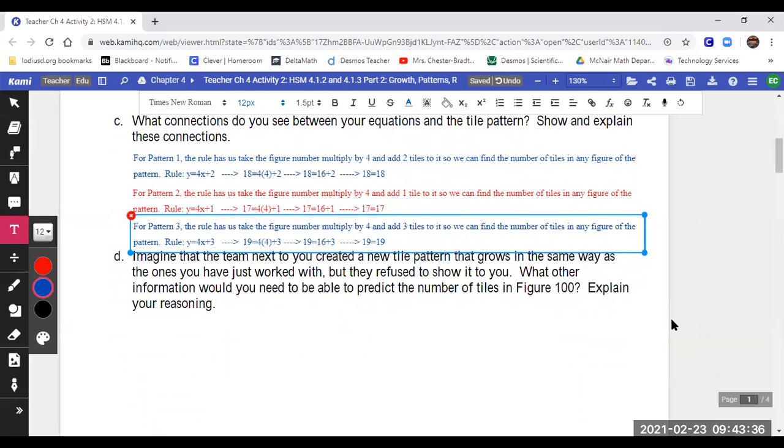Imagine the team next to you created a new tile pattern that grows the same way as the ones you worked with, but they refused to show it to you. What other information would you need to be able to figure out how many tiles were in pattern 100? So if it's growing the same way, what is the beginning of the rule?